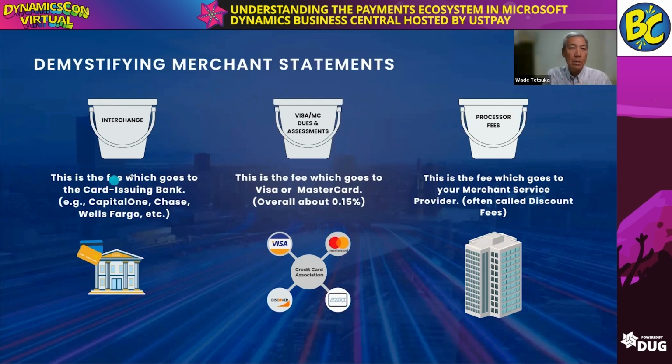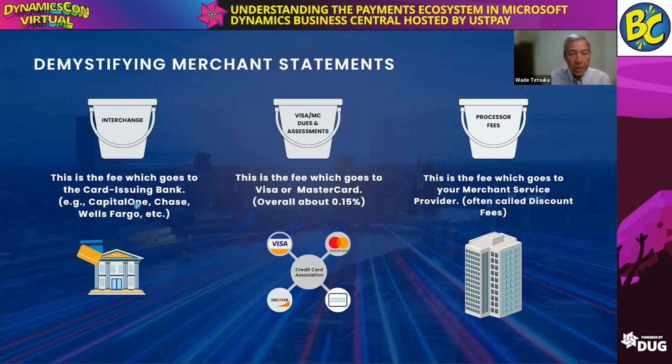So the first bucket, interchange, is typically the largest bucket. And this is the percentage rate of the fees. So let's say if you're being charged overall 3%, maybe about 2.5% will actually be interchange, 2.5 out of the 3%. So the vast majority of the fees are interchange.